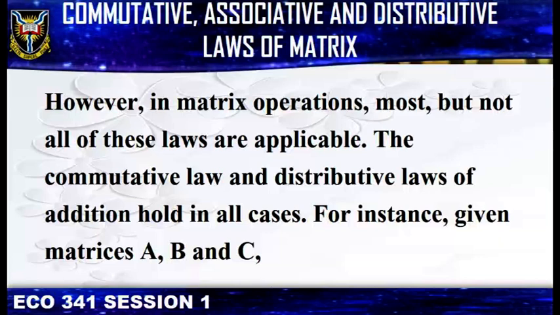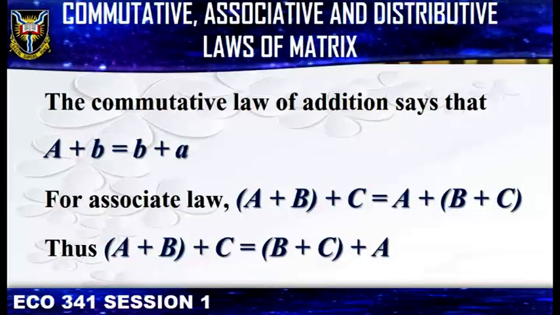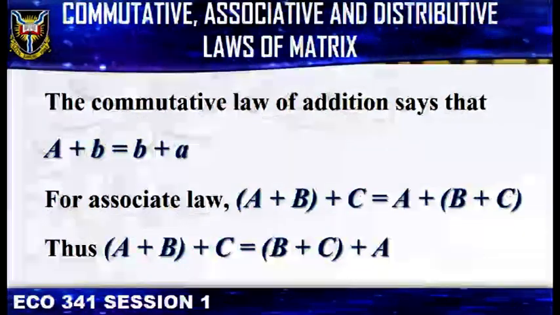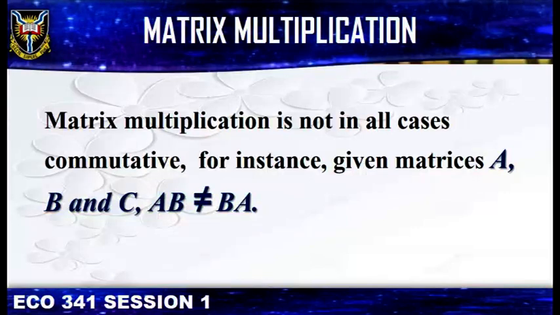For instance, given matrices A, B, and C, the commutative law of addition says that A + B = B + A. For the associative law, (A + B) + C = A + (B + C). Thus, (A + B) + C = (B + C) + A. Matrix multiplication.